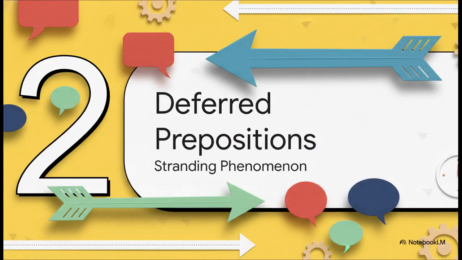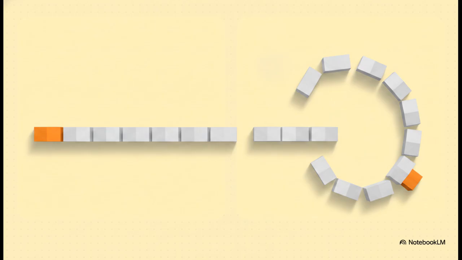Moving right along to Section 2, Deferred Prepositions. This is all about the stranding phenomenon. And this brilliantly illustrates the constant tension we see between prescriptive grammar rules and how humans actually speak. So, formal fronting dictates that we build structures like, at which house did you leave the car? But let's be real, informal stranding, which defers that preposition all the way to the end, gives us the much more natural, which house did you leave the car at?